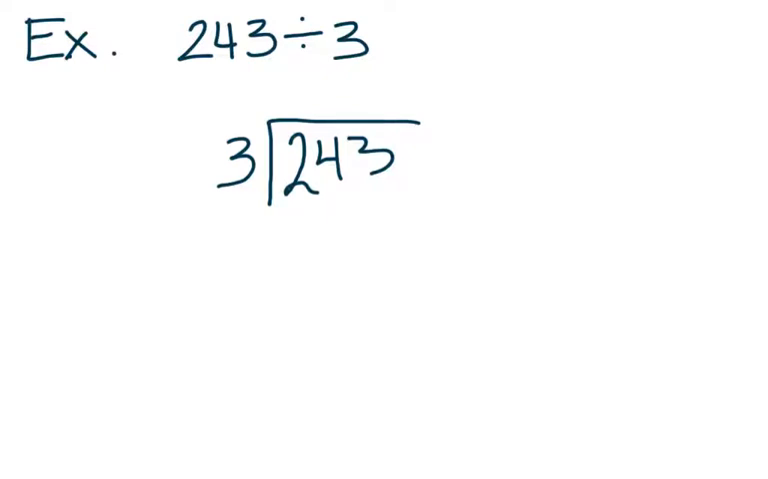So then what we do is we're going to look at the next two, 24 and 3. You can think about it as, what would you multiply 3 by to get 24? Or what's 24 divided by 3? You would have to multiply 8 by 3 to get 24. So then you write it up top. Then you take the number you wrote up top, the 8, and multiply it by the divisor. So 3 times 8 is 24, and you would write it right there.